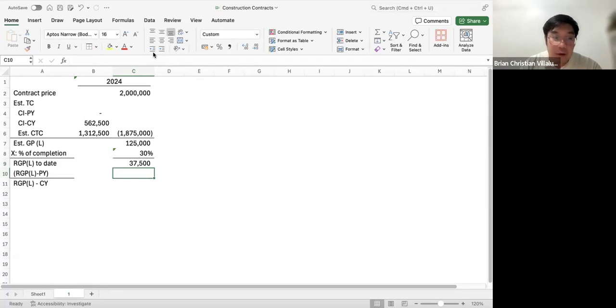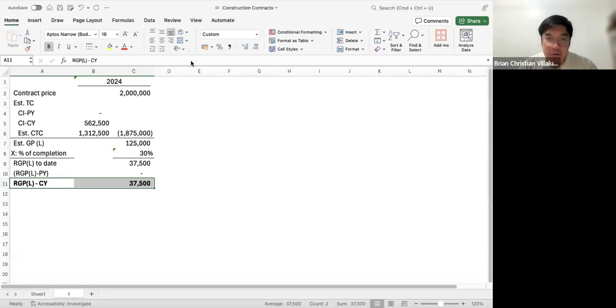Oh. Para ma-compute natin yung pang 2024, how much is your RGP for the current year? Siyempre, tatanggalin natin yung prior years. Sabi nga natin, pag first year, wala pang laman ang prior years, tama? So, 0 muna natin yan. Okay? Oh. So, ano magiging sagot natin for 2024? That would be 37,500. Yan. So yan yung sagot nyo for year 2024, no?